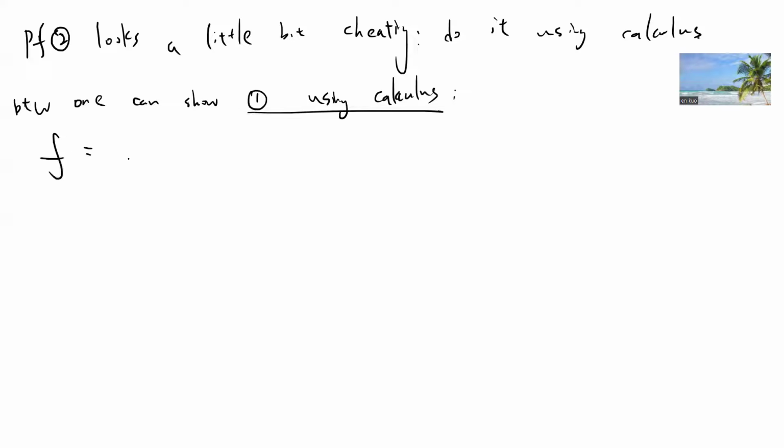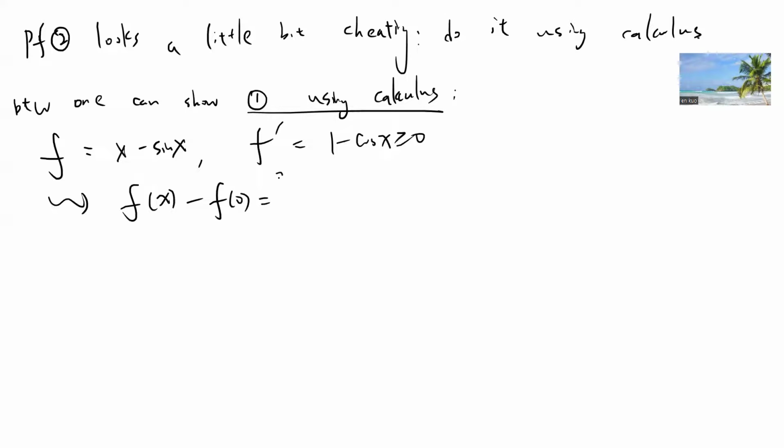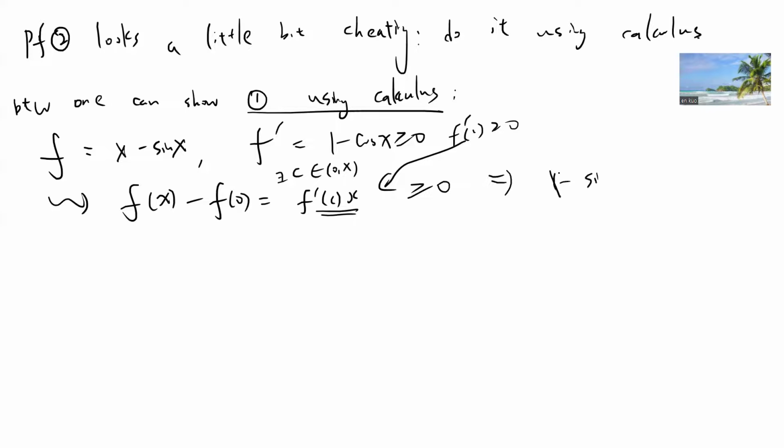Let me quickly do it. I can define f to be x minus sine x. I know the derivative of f is 1 minus cosine x, which is greater than or equal to 0. By the mean value theorem, f of x minus f of 0 equals f prime of c times x for some c in 0 to x. I know that f prime of c is greater than or equal to 0, so x minus sine x is greater than or equal to 0.